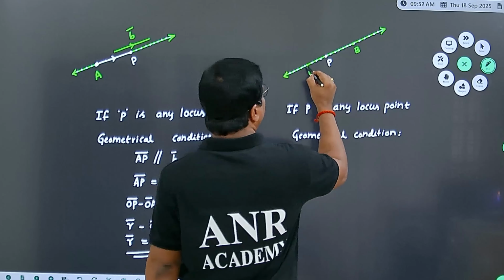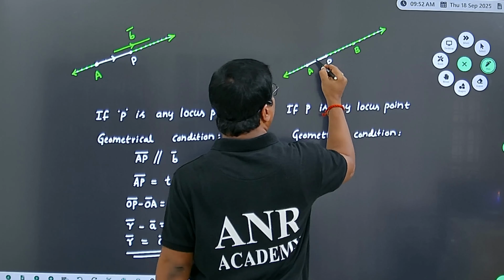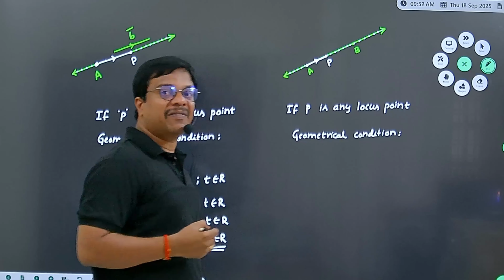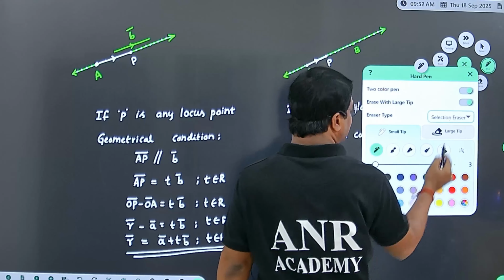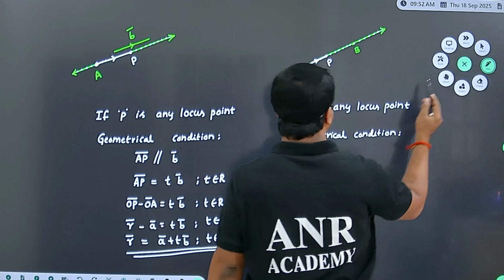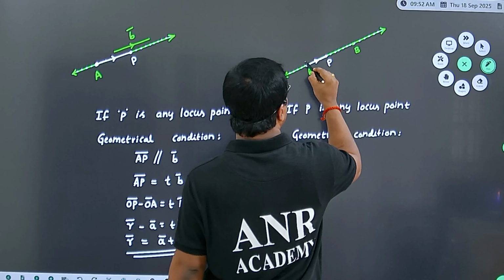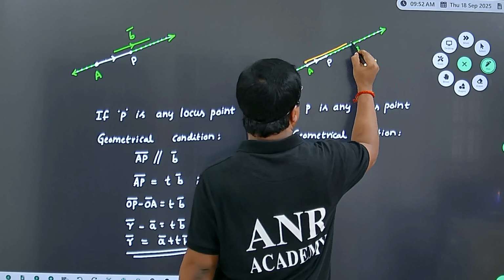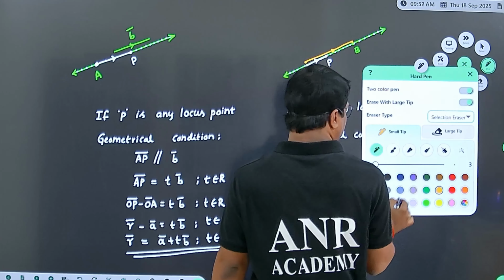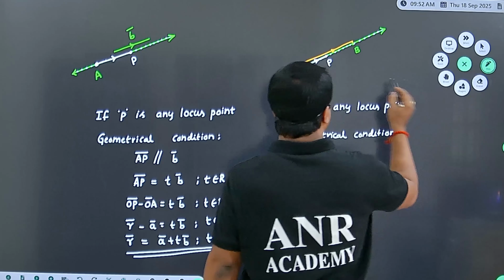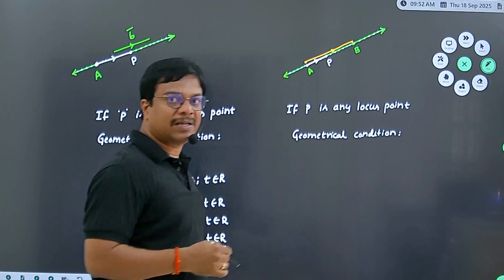I can join A and P. Clearly it is AP vector. Also I can join A and B. I can join AB. So there are two vectors which are AP bar and AB bar.